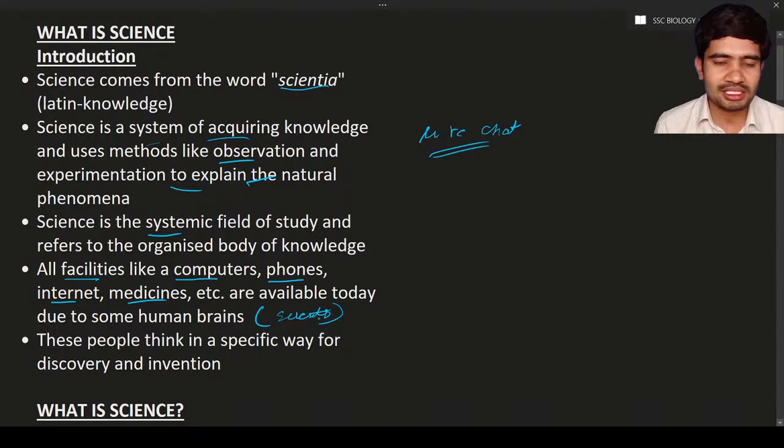Next, what is science? Science is an organized study based on experimentation, and science is a tool for research of the truth. What does research for the truth mean?